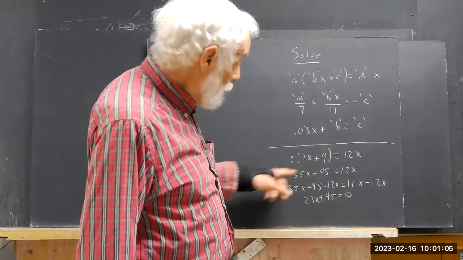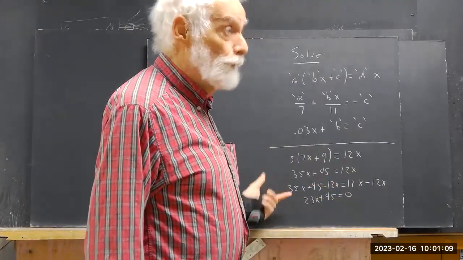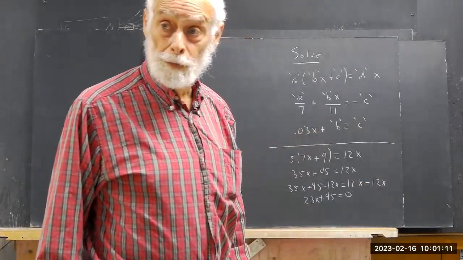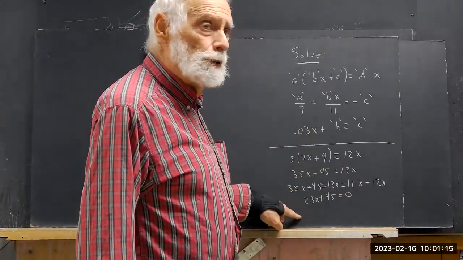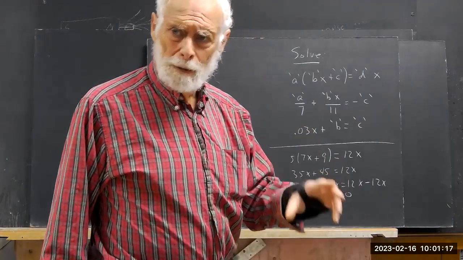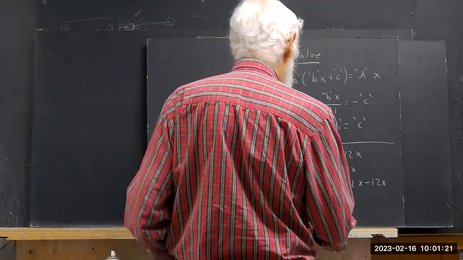and why I subtract the 12x, I don't want to have x's on both sides. And usually I want to get them over here. Nothing wrong with getting them over there as long as it doesn't confuse you. But you just kind of, as a standard, put them over here. It might be a little bit simpler. Okay, so we have 23x plus 45 equals 0.